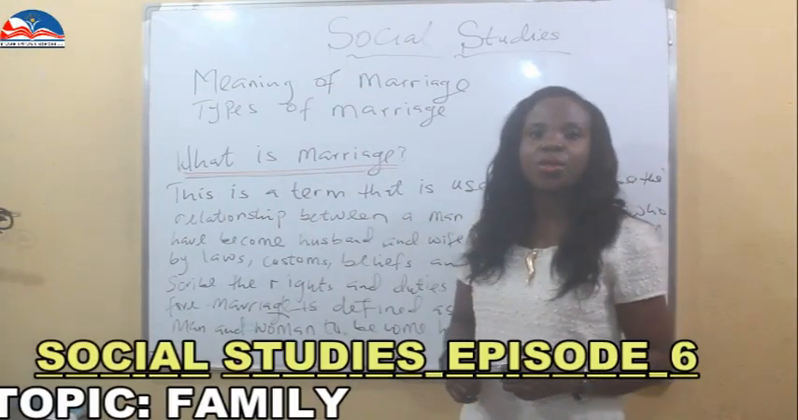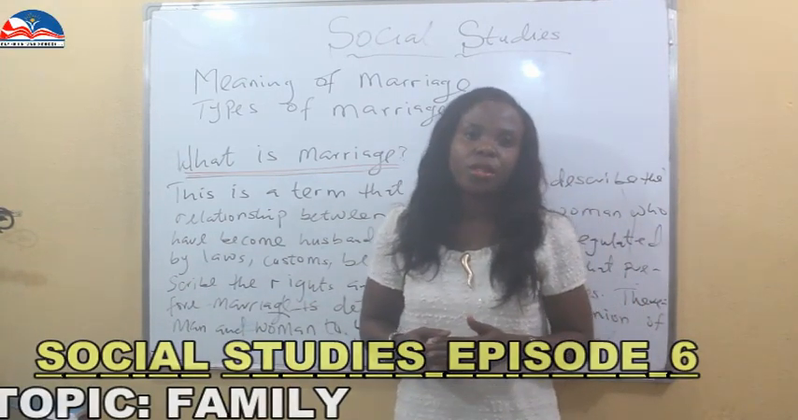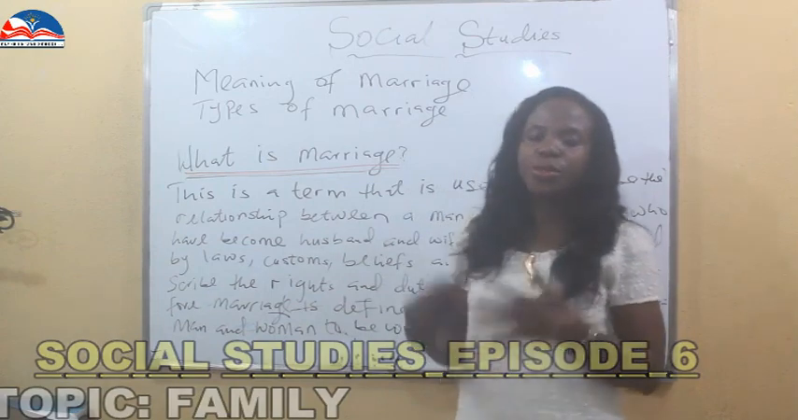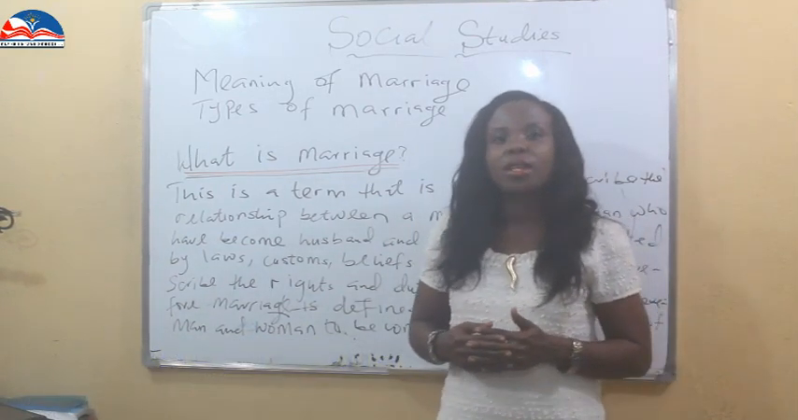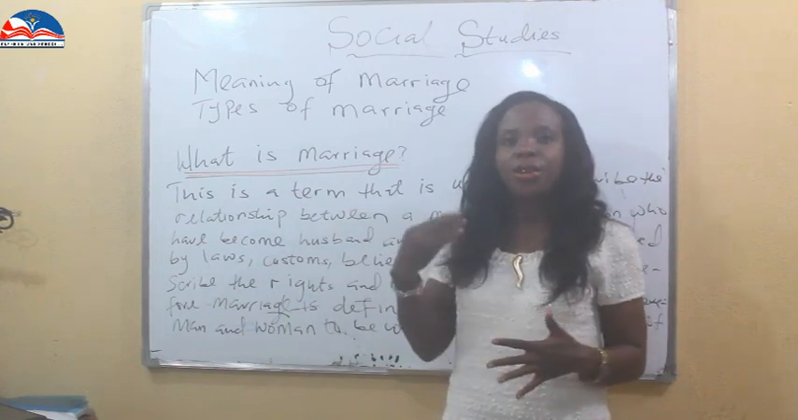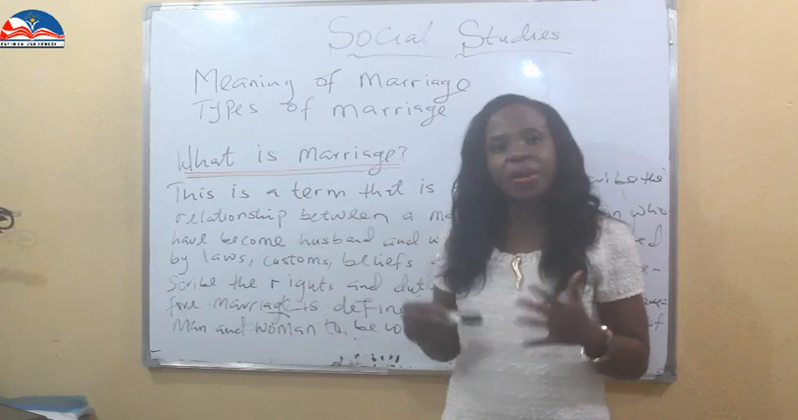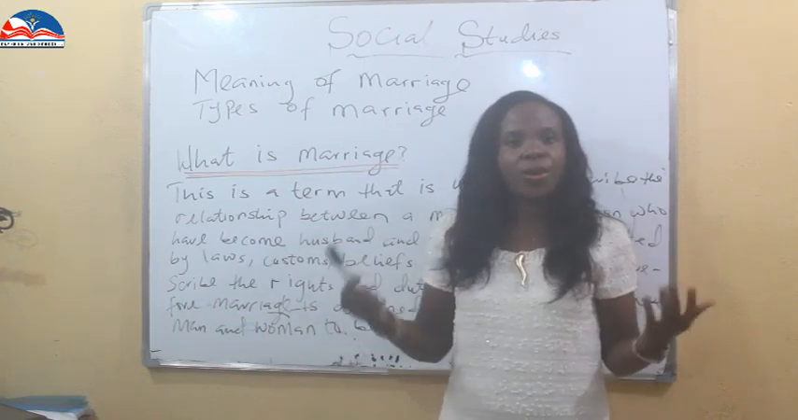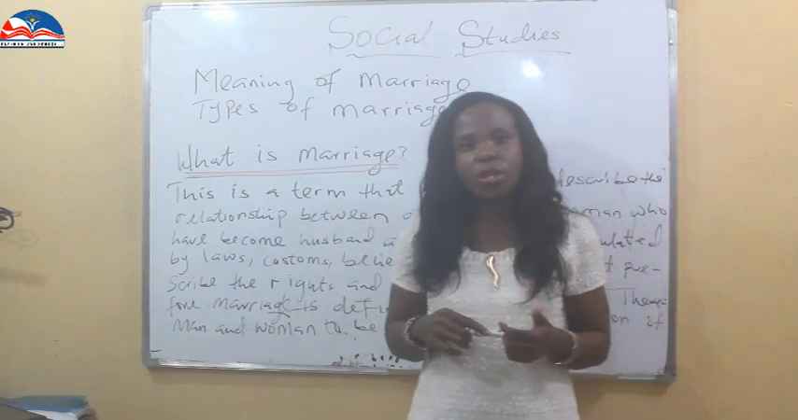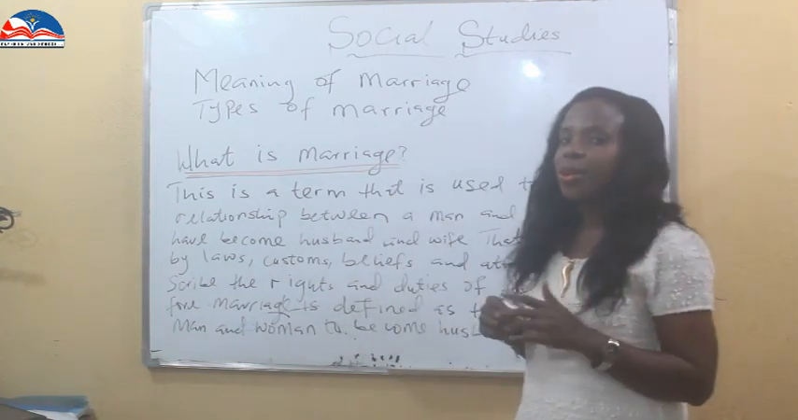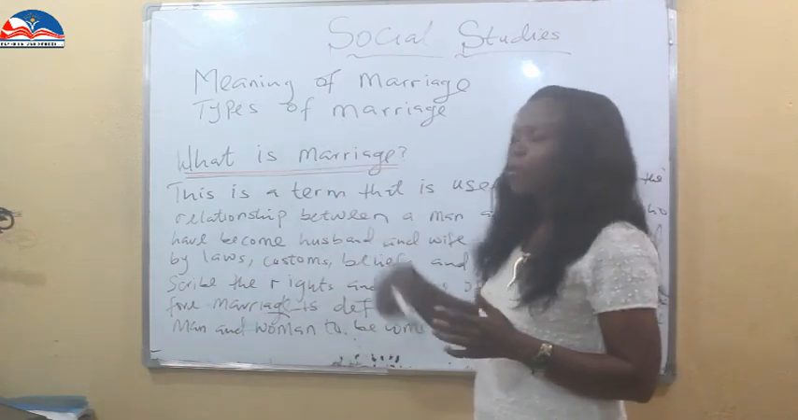In our social study class for today, we are going to talk about marriage. Remember, in the previous classes, we talked about how we can live together as one good family, and we have seen how families can live in unity and peace. Today we are going to talk about marriage. I know you must have heard that word, marriage. In the course of today's class, we're going to discuss two main areas: the meaning of marriage and the types of marriage.